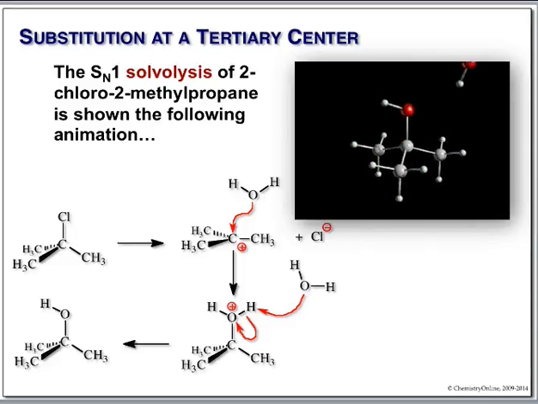Initially, because water is adding, we have three things on the water. Pull it off, and we're left with the alcohol. Any questions?